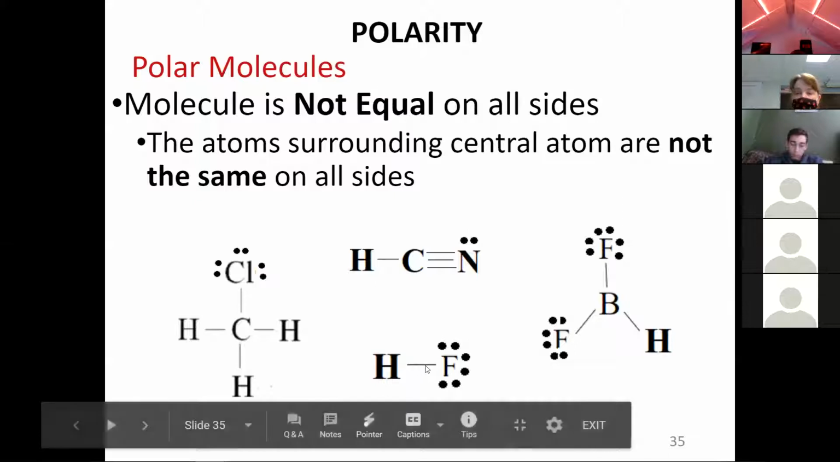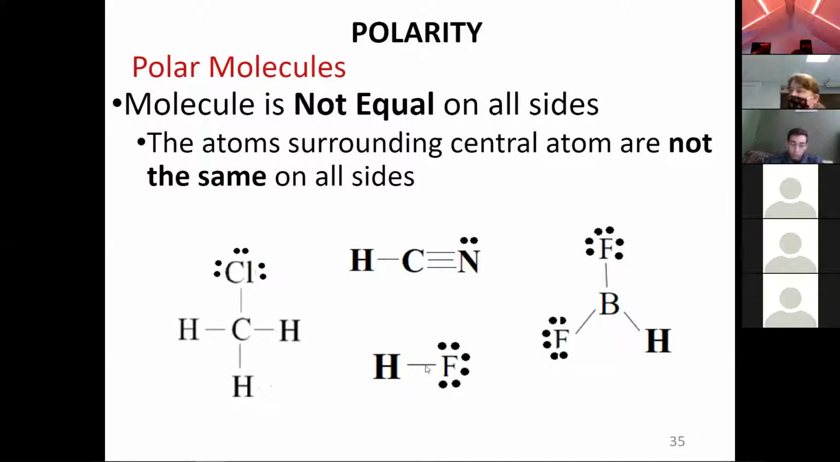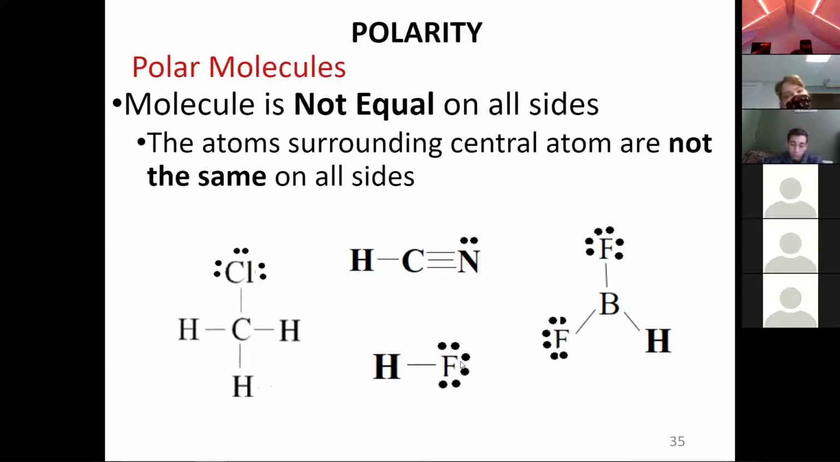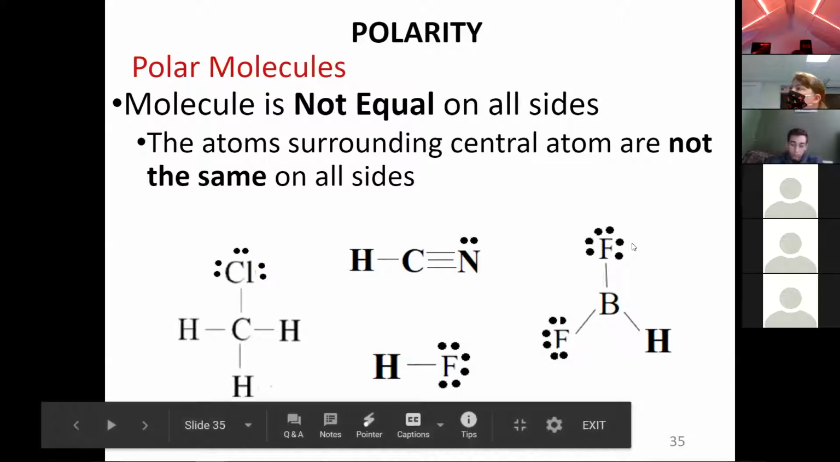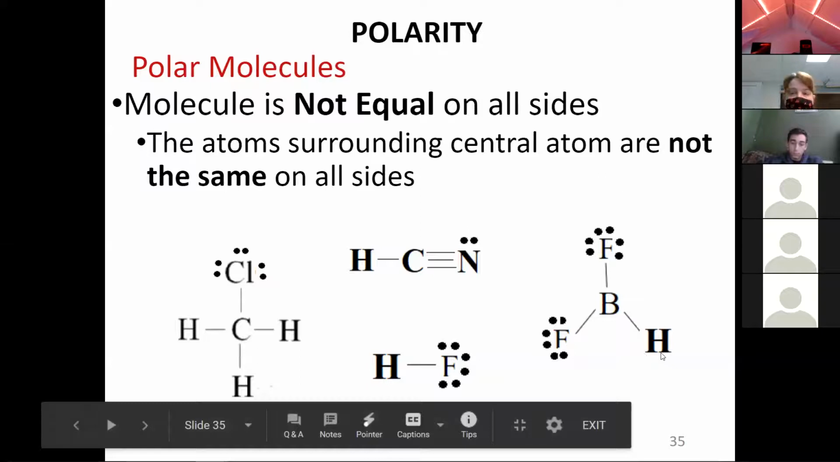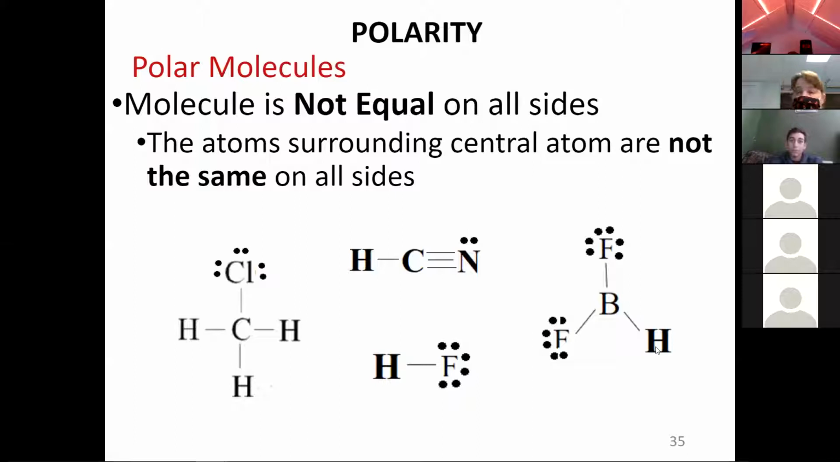HF has no central atom, but again, the middle is here in the middle of this bond, and hydrogen and fluorine are different, so therefore it's polar. And last but not least, if we have BF2H, F and H are different. So we've got polar. Pretty basic.